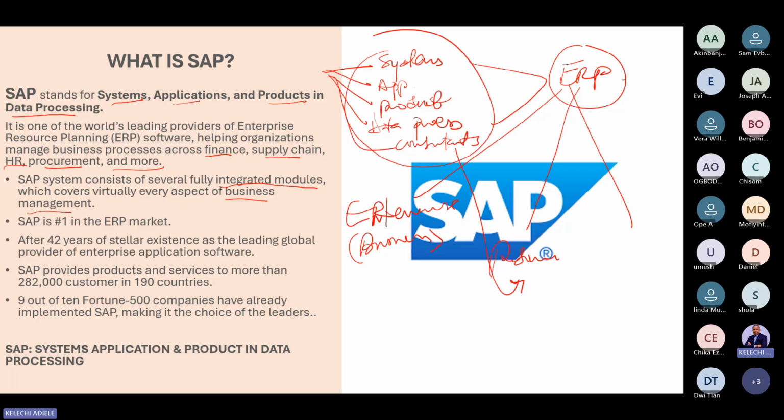So in the definition of SAP, you have resources. A company will need a system, an application, products, to make sense of and process the data out of all the information it is gathering. And of course, you need human beings, which are consultants or users. Then the last is planning.